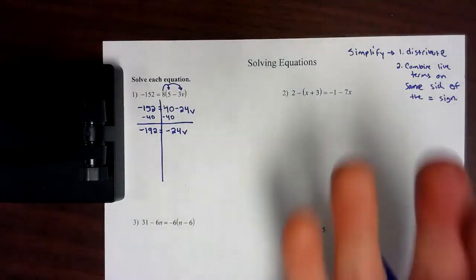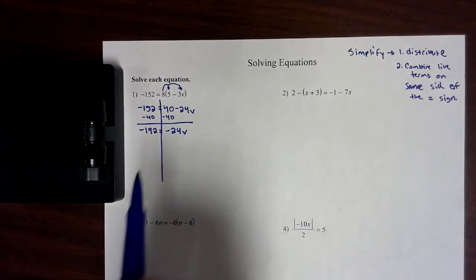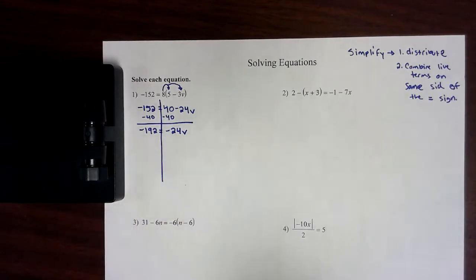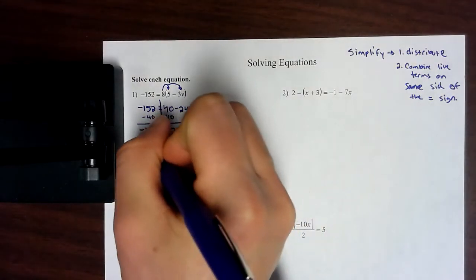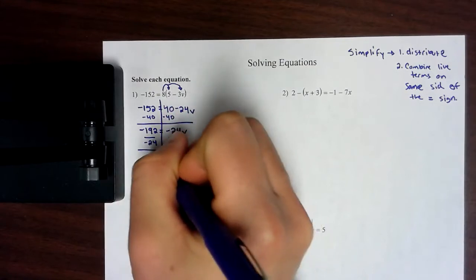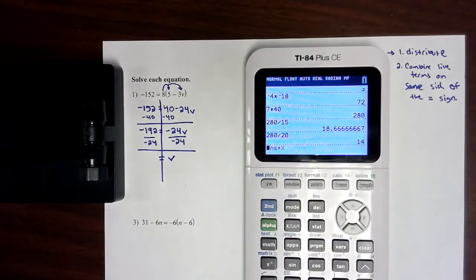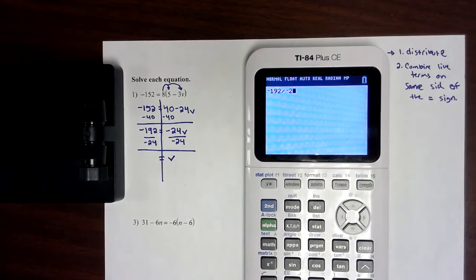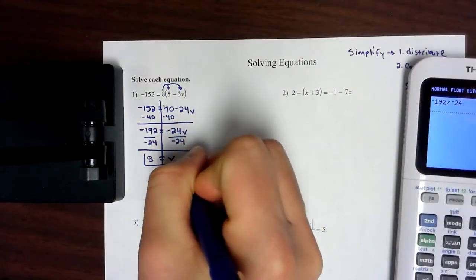Now that we have the variables on one side and the numbers on the other, we just need to undo what's happening to the variable. So when you see -24v, that really means -24 times v. So we're trying to undo multiplying by -24, which we can do by dividing by -24. That leaves us with just one v on the right side. I do need a calculator to do -192 divided by -24, which is 8. So this means that v is 8.